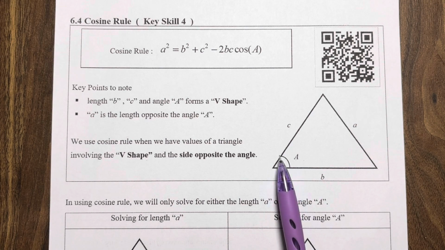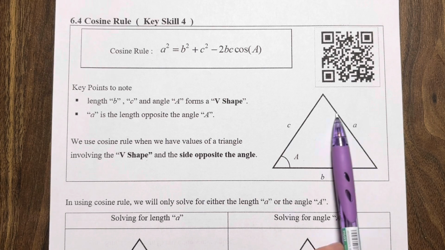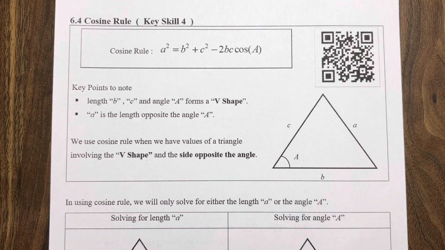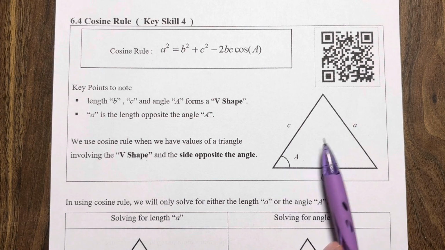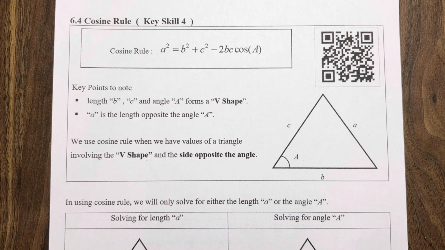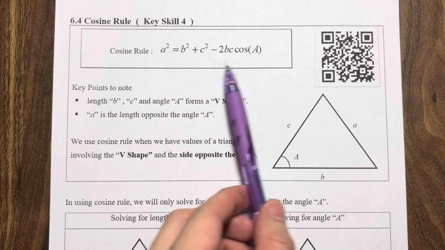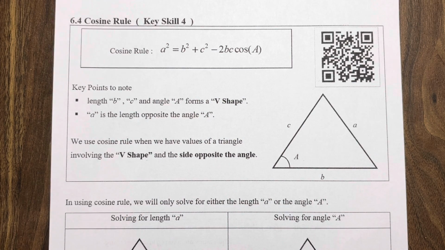That's why we call this capital A and this the small letter a, much like the sine rule. So the angle and the a need to be the opposite side. This is how we put the numbers in, and that's more or less the cosine rule.